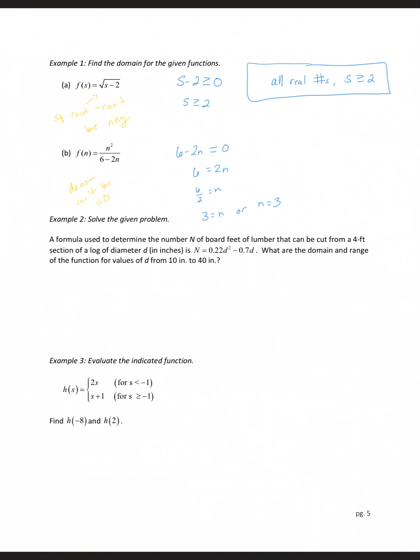Now, looking at letter B, we found that the value of 3, if we substitute in a 3 here, 2 times 3 is 6, 6 minus 6, the value of 3 would cause this denominator to be undefined. So the way we have to write this answer is we can say all real numbers except n equals 3.